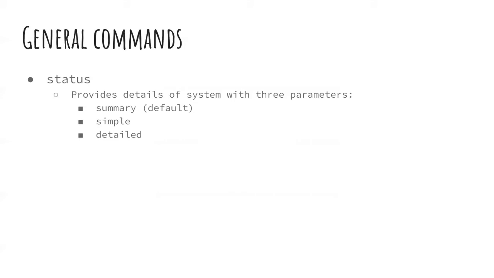Summary gives you a summary of the status. Simple gives you a quick couple of lines of the status, and detailed gives you a huge chunk of information. Now, version. Version's pretty simple. It shows the current Hbase version being used. Pretty straightforward.